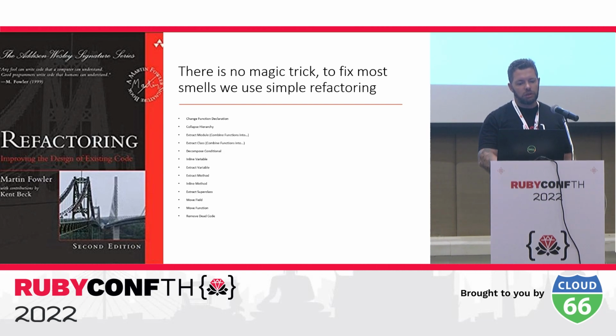For example, you can change a function declaration, or you can collapse your hierarchy when you have a superclass that shouldn't be a superclass of that class, or more than one. You can extract a module, combining many functions in a module in Ruby. Same thing, you can combine a lot of functions in a big class to create another class, or you can decompose a conditional. The names are pretty self-explanatory.